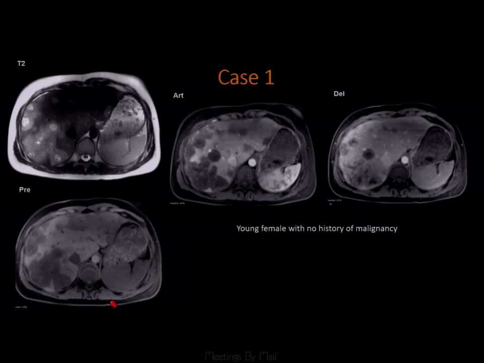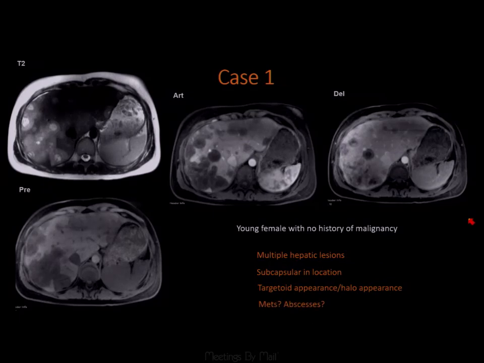So here's our first case. It's a young female with no history of malignancy. You can see there's multiple T2 hyperintense lesions, T1 hypointense lesions. They're predominantly subcapsular in location, a little bit of capsular retraction, and on post-contrast imaging, it demonstrates a targetoid or a halo appearance. So at this point, you may be thinking, well, could this be mets? Could these be abscesses? But this patient's really young. She's got no history of malignancy. She's not acting clinically infected or sick.